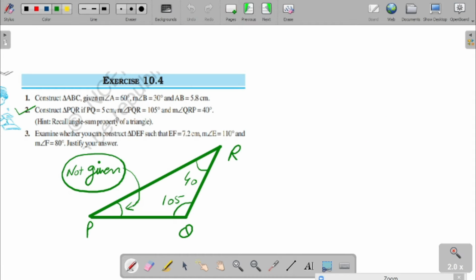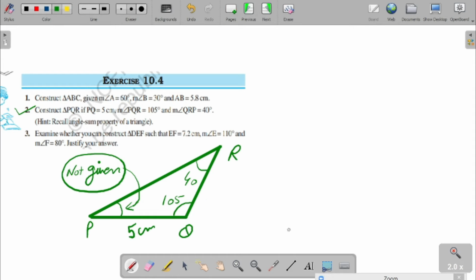Then question number 2. Here you can see question number 2, in triangle PQR, which I have a rough figure of here. PQ is 5 centimeters. Then this is 105, this is 40 degrees. Can we construct the triangle? This angle is not given.